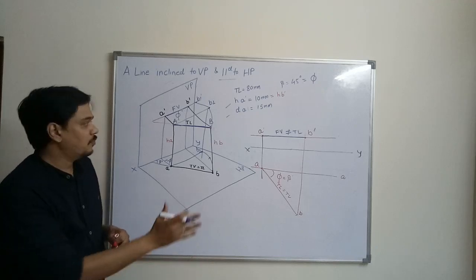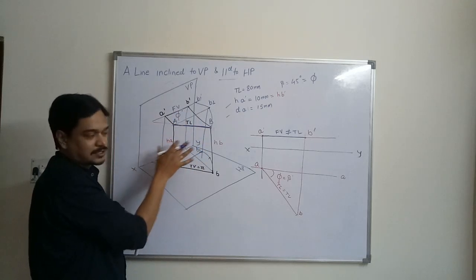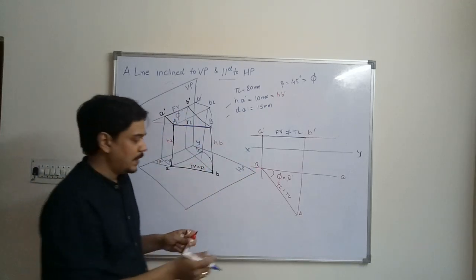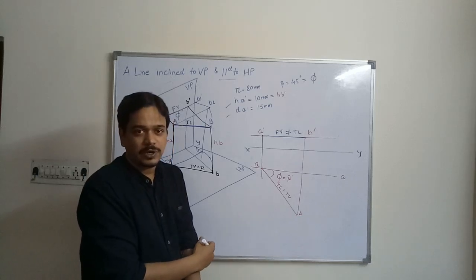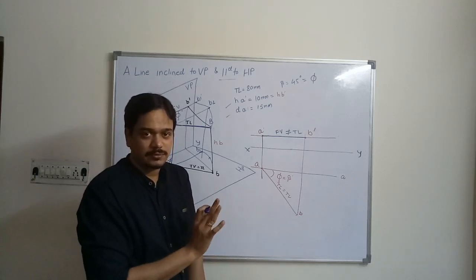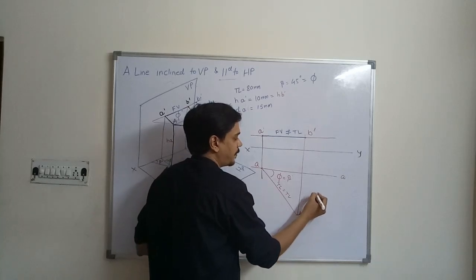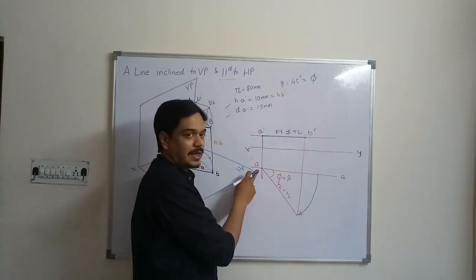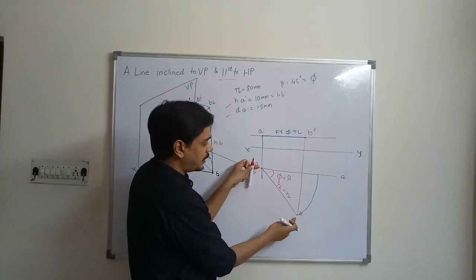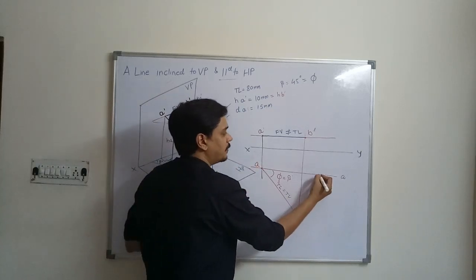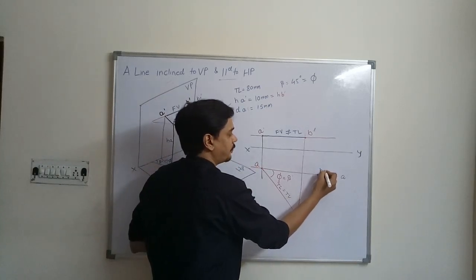So similarly, if you want to match this condition with here, what you have to do? You have to rotate the top view length and not the true length. So you will rotate this B point keeping A as the center. So we will rotate this much length. It will give you B1 point.